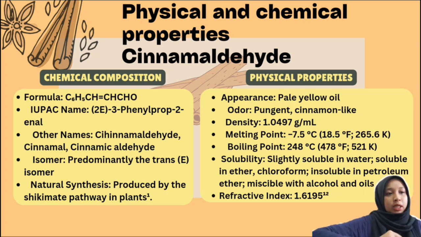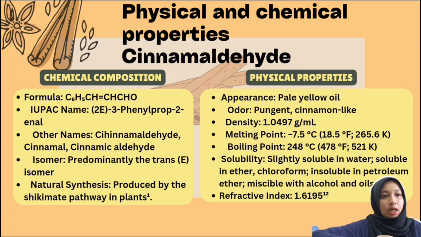For the physical properties, the appearance of cinnamaldehyde is a pale yellow oil, and the odor is pungent, cinnamon-like. The density of cinnamaldehyde is 1.0497 g per ml. The melting point is -7.5 degrees Celsius, 18.5 Fahrenheit, and 265.6 Kelvin. And the boiling point of cinnamaldehyde is 248 degrees Celsius, 478 Fahrenheit, and 521 Kelvin.